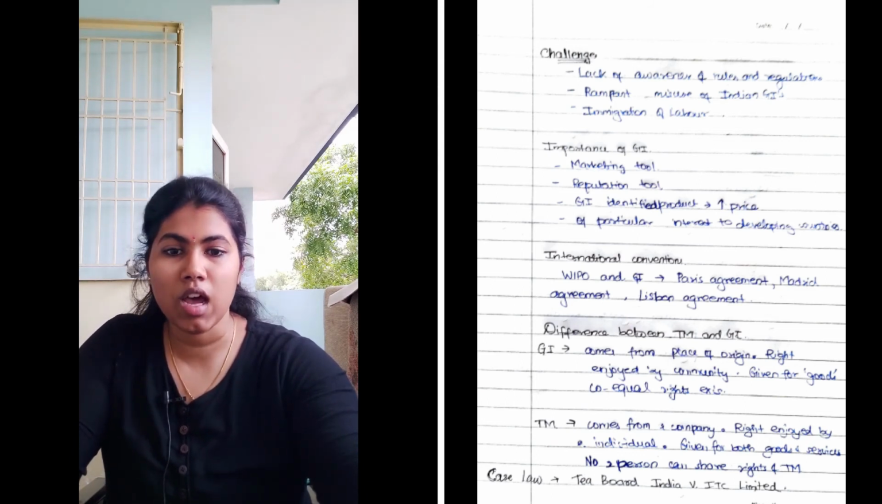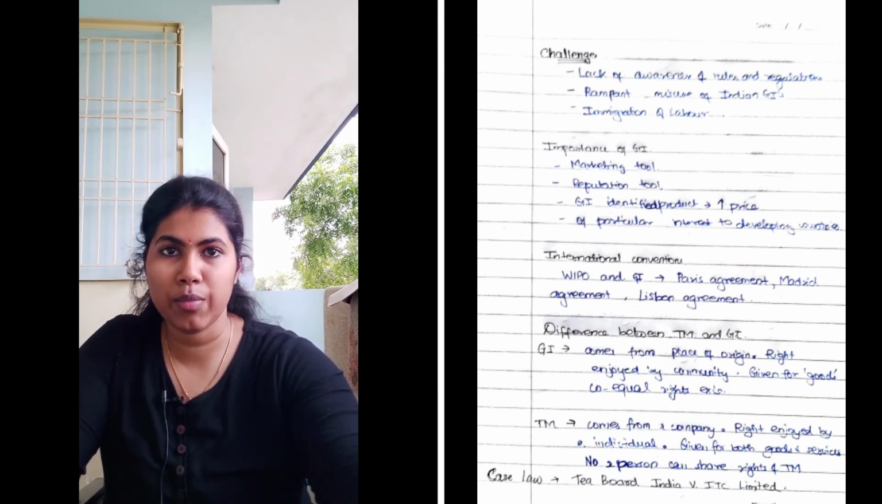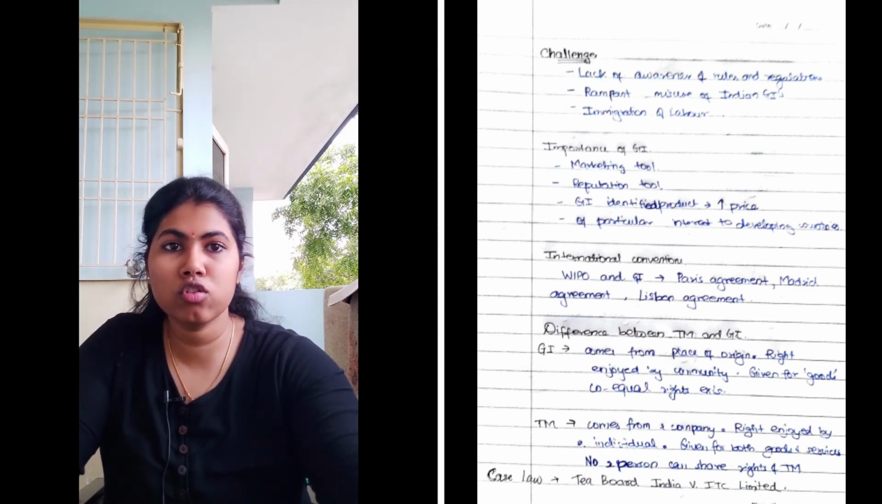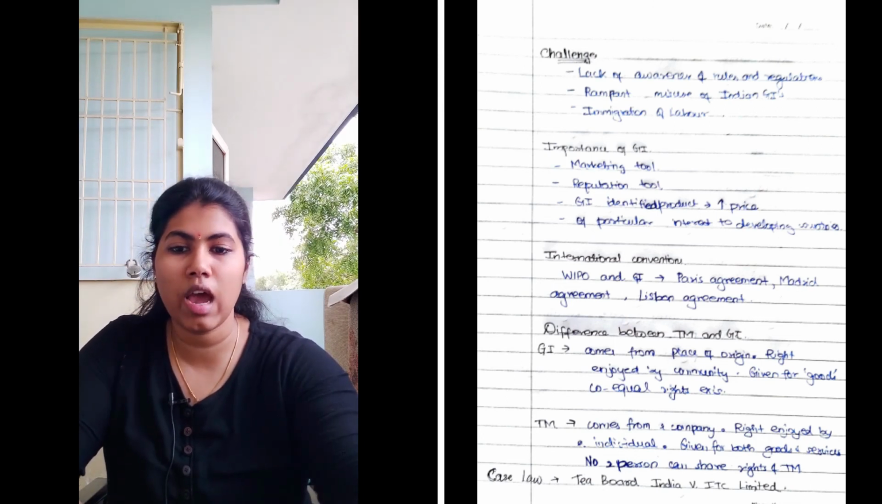While a trademark comes from a particular company and not from an origin. The right is enjoyed only by an individual and not by a community, and it is given for both goods and services, unlike geographical indication. And in a trademark, no two persons can enjoy a right for a single trademark. So these are the main differences between geographical indication and trademark.